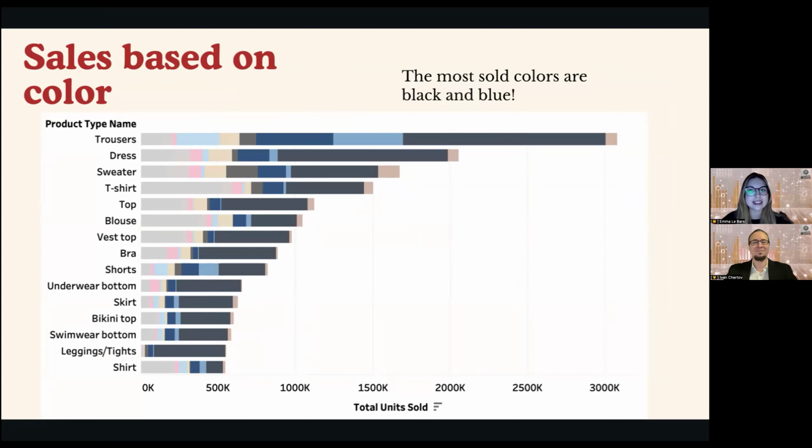Then we also wanted to look a little bit at the colors of those items. And as we can see, trousers, dresses, and sweaters dominate the categories, of course. But in terms of color distribution, black is one of the most sold colors, especially for the trousers category. And then we saw also blue and white being some of the most sold colors in terms of units.